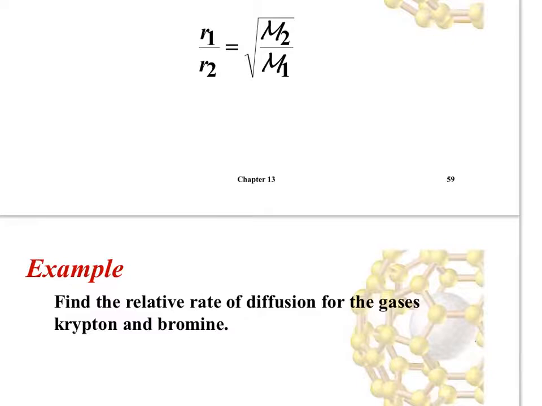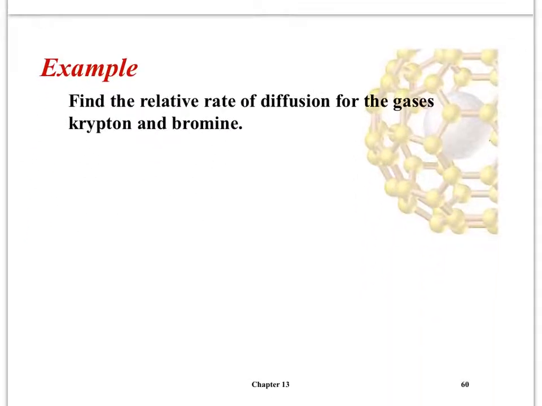Let's try a problem. This says, find the relative rate of diffusion for the gases krypton and bromine. Since it's talking about rate of diffusion or effusion, you'd think Graham's law. So you want to write Graham's law, and you can write it with the R's or the V's, whichever you prefer. So R1 over R2 is equal to the square root of the molar mass of 2 over the molar mass of 1.